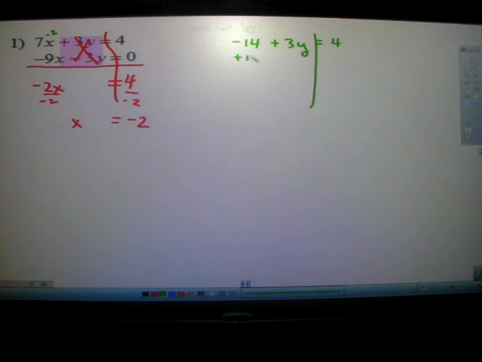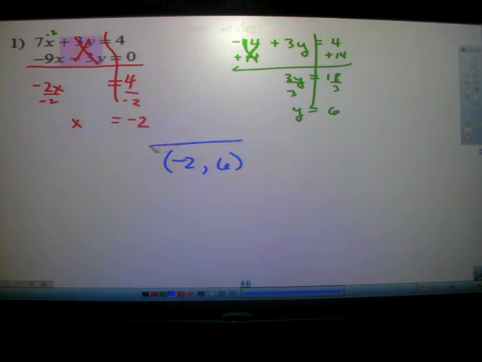So it's a two-step equation, plus 14. I get 3y equals 18. Divide both sides by 3, and y equals 6. Just make sure when you write your answer, x, then y. And that would be my answer. Okay? Let's look at another one.